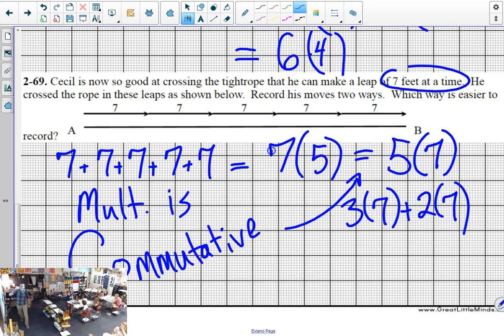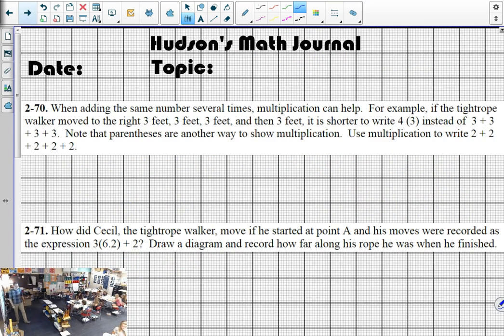So, moving on into 70. Did we get a chance to look at this? That was a very quiet response. So let's give you a few more minutes. So keep working 70, 71, 72. See how far you can get.